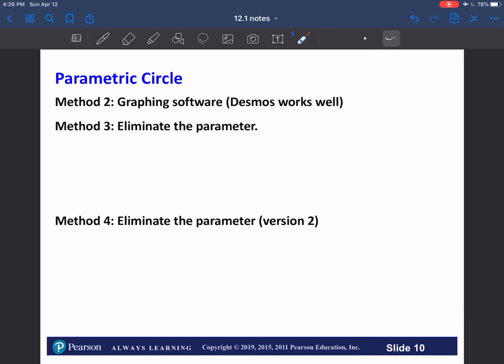So, to eliminate the parameter, there are 2 different ways that I'm going to show you. The first way that I would like to demonstrate is the following. Let's rewrite our functions. X equals 4 cosine t. Y equals 4 sine t. What I'm going to do first is square both of these. So we're going to write that x squared is equal to 16 cosine squared of t. And likewise, I'm going to square this function over here. So we have y squared equals 16 sine squared of t.